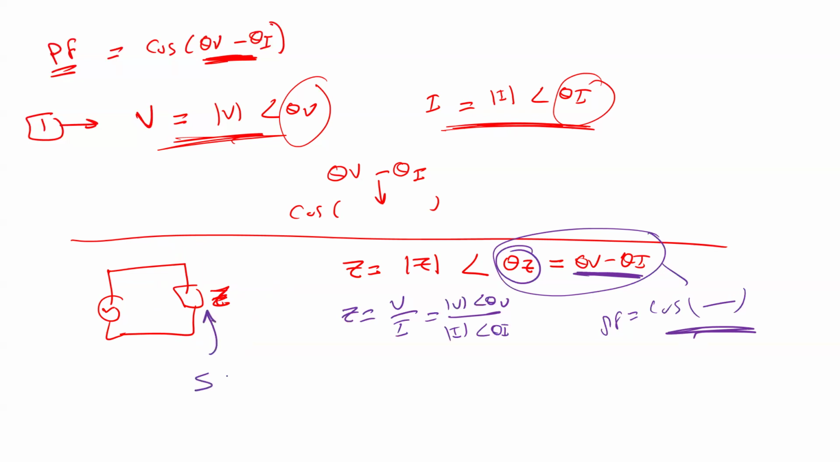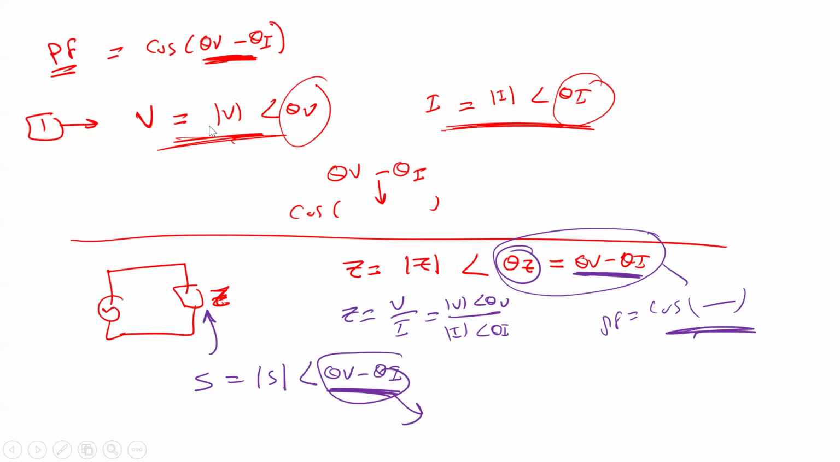I know the power consumed equals S with angle, and the angle for the power should be theta V minus theta I as well. So this is the third way. Now what I'm saying, guys, to make it easy to calculate the power factor, you have three ways. You can select the easiest way for you.